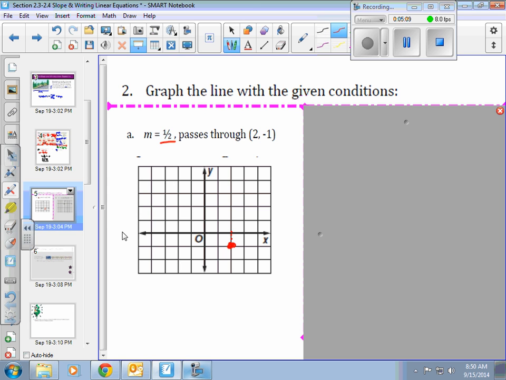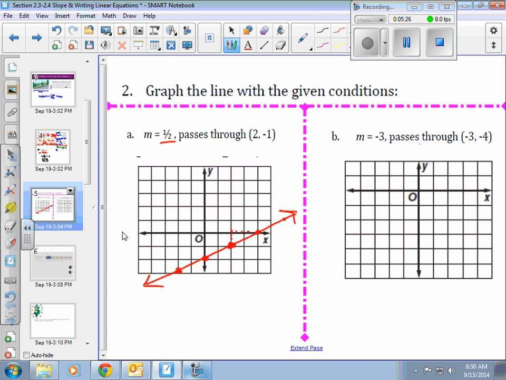So rise 1 over 2. Rise 1, run 2. Or you could do the opposite: fall 1, to the left 2. And so there is my line. Once again, I would like for you to pause and do example B on your own.